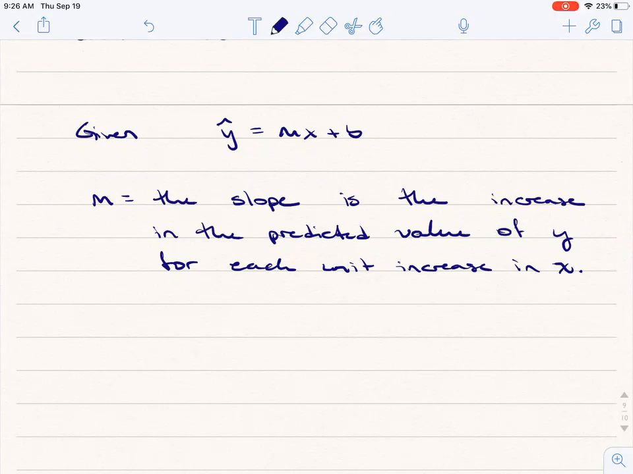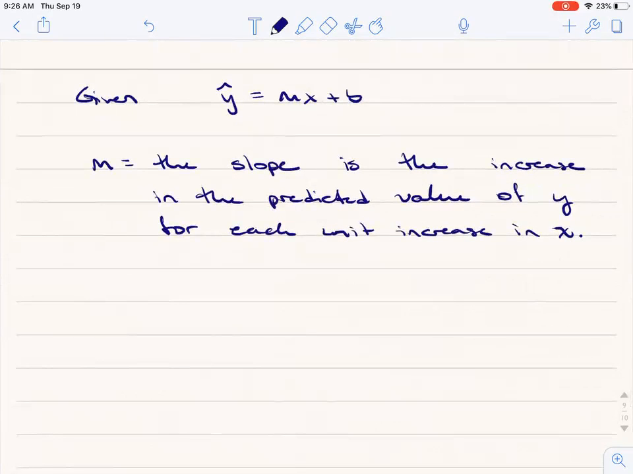So it's a rate of change, right? Like how quickly things are increasing. And it can be negative too. If you have a negative relationship, your slope has to be negative.